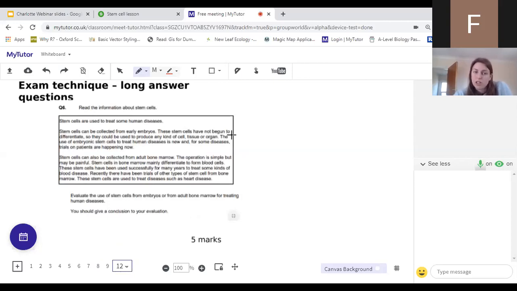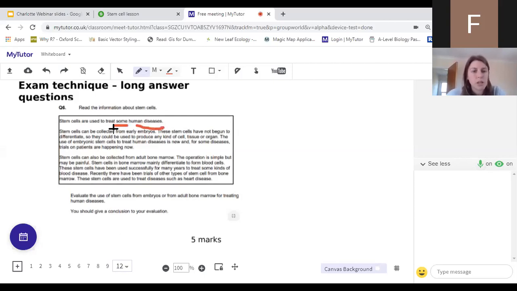Long answer questions. So we'll run through this one. I think this is the last one that I've got. And then we'll do some more questions. So, got a passage here about stem cells. So stem cells are used to treat some human diseases.